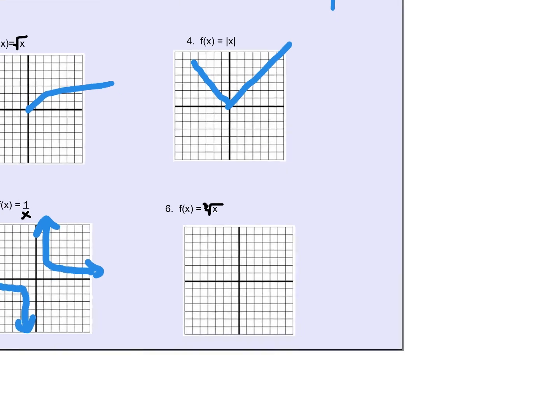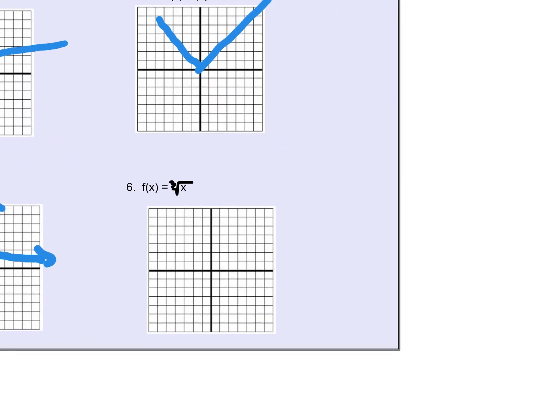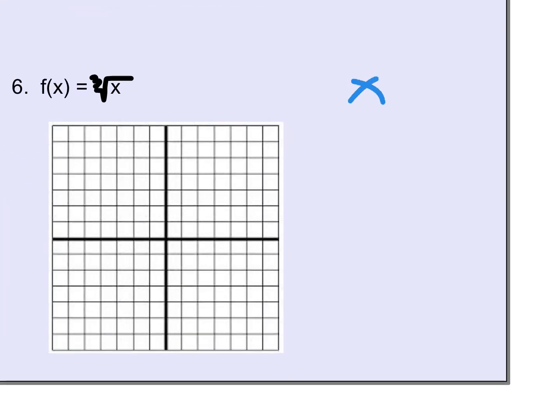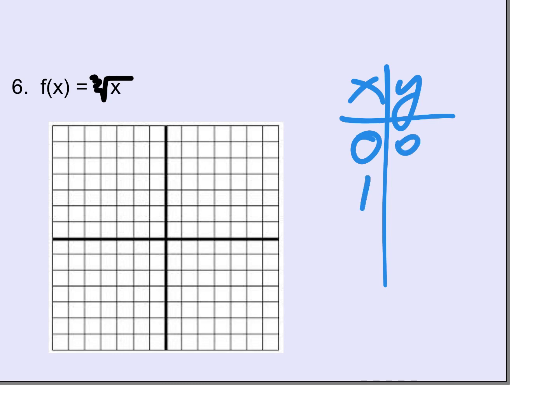All right. And last but not least, this one. So as I was saying, you'd probably have to make an XY chart. You'd stick in 0 and you'd say, what's the cube root of 0? Well, 0 times 0 times 0 is 0, so it's 0, 0. And I put in a 1. Cube root of 1. 1 times 1, it's 1. What's the next cube root that works out nice? 8. Cube root of 8 is 2, because 2 times 2 times 2 makes 8.